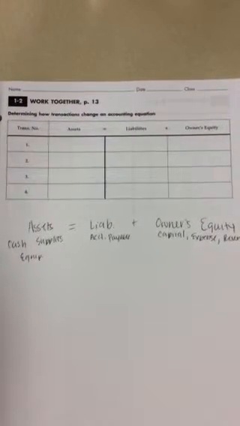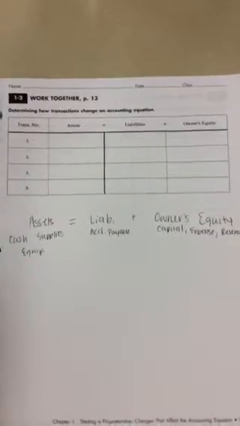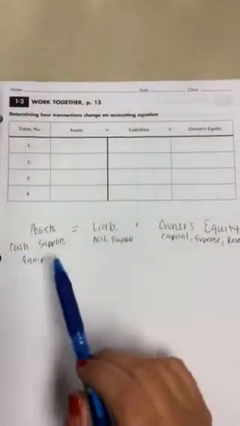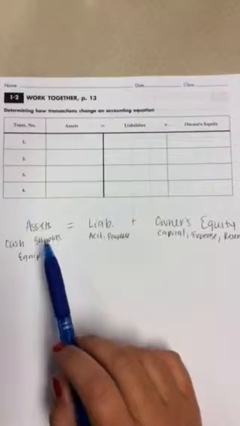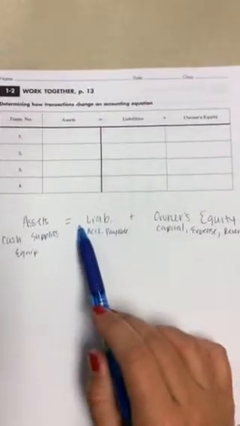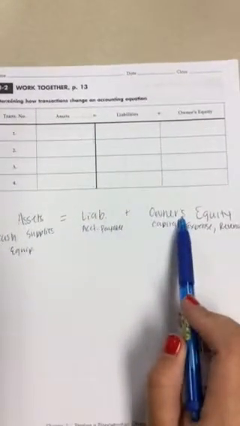Okay, we are working on chapter 1, section 2 today. With this, I have written down some notes. We talked about our accounting equation, which is assets equals liabilities plus owner's equity.